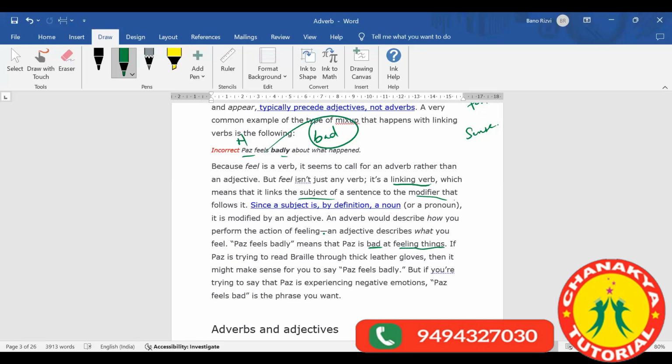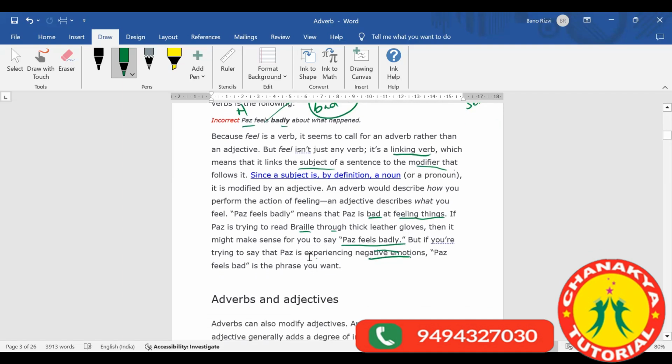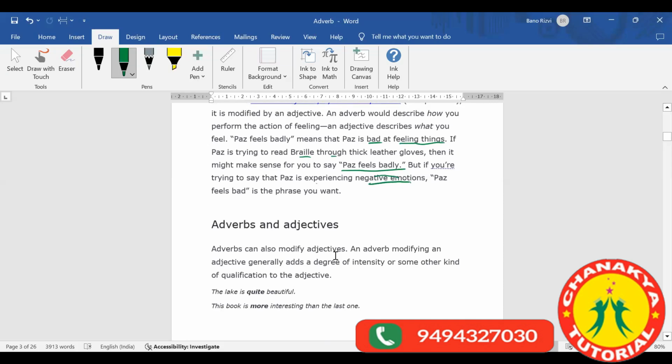If Paz is trying to read Braille through thick leather gloves, then it might make sense to say Paz feels badly. But if you're trying to say that Paz is experiencing negative emotion, then Paz feels bad. Do you understand why we are not adding ly here? If he is feeling it with the gloves, you can say I feel badly, right? But if you are adding to the sentence, I feel bad about what happened. When we do exercises, you will understand more.